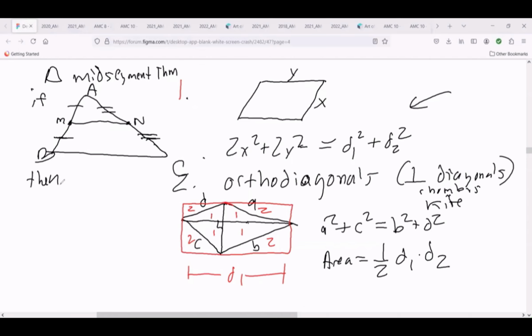Then the following two things are true. One, MN is automatically parallel to BC. And two, MN's length is half the length of BC.